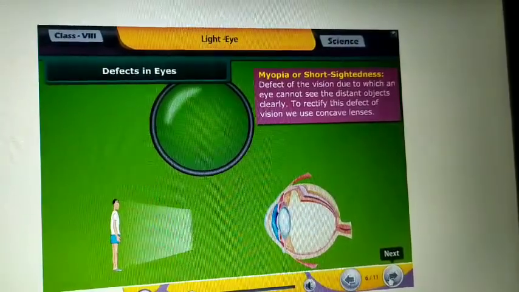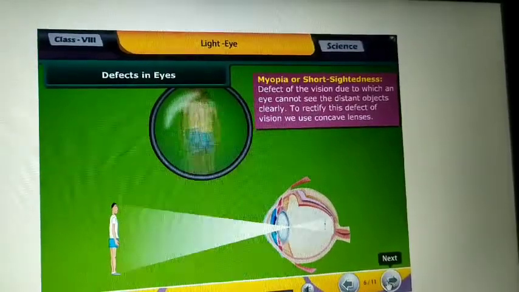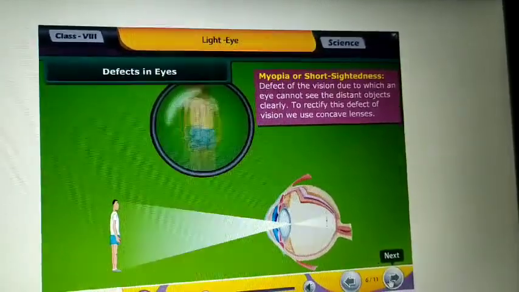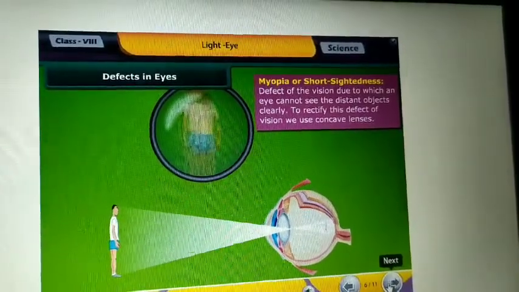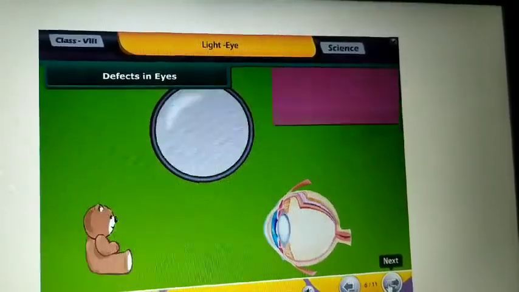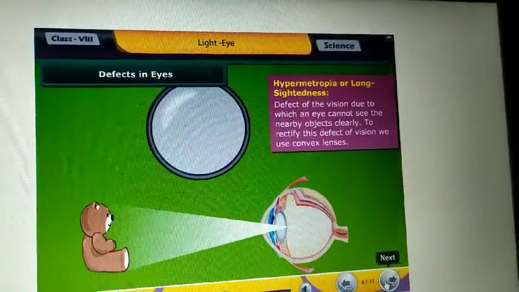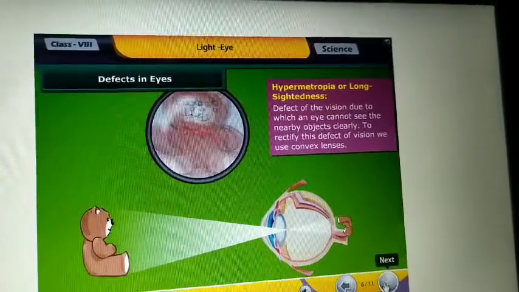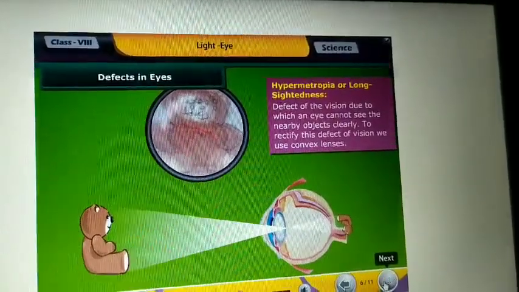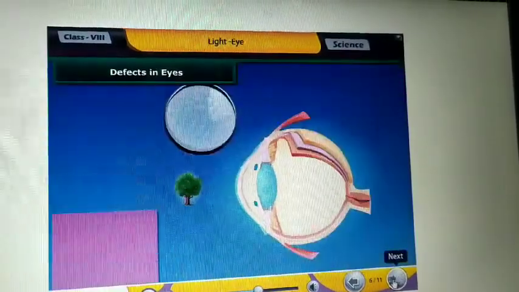Myopia or short-sightedness, a defect of the vision due to which an eye cannot see distant objects clearly. To rectify this defect of vision, we use concave lenses. Hypermetropia or long-sightedness, a defect of the vision due to which an eye cannot see nearby objects clearly. To rectify this defect of vision, we use convex lenses.